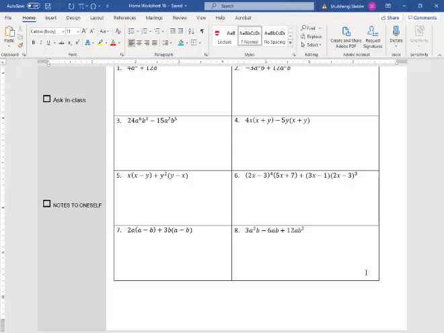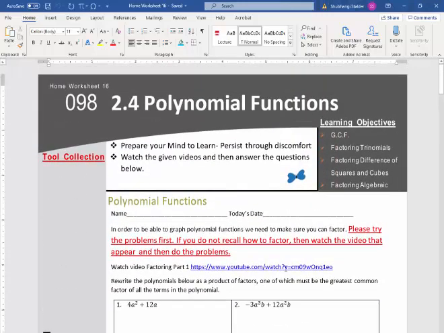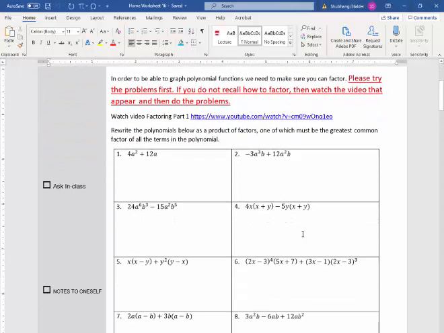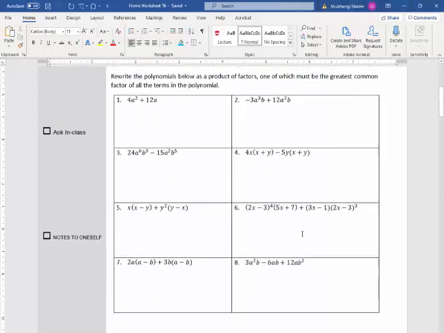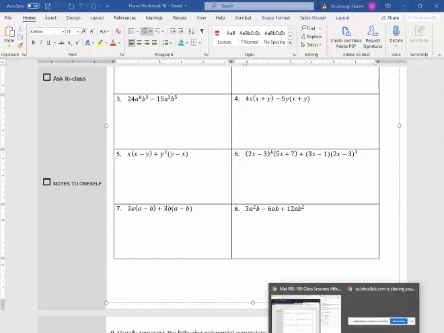Any questions on this worksheet, home worksheet 16? Anything at all? This was an easier one because if you already knew how to factor, you didn't even have to watch the video. But if you can't factor, then you may want to watch the video. Who had a question? Yes, ask away.